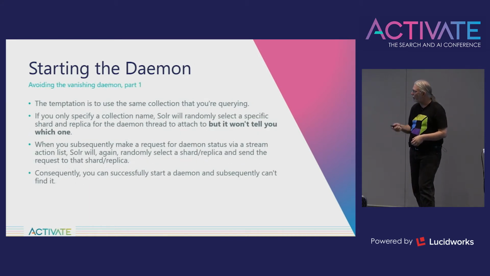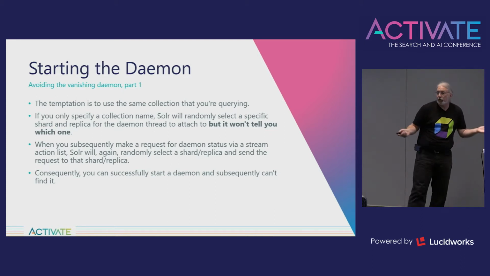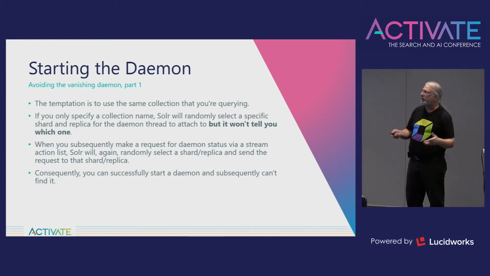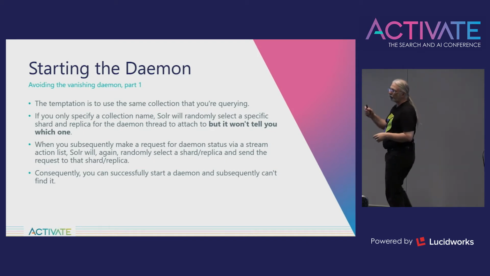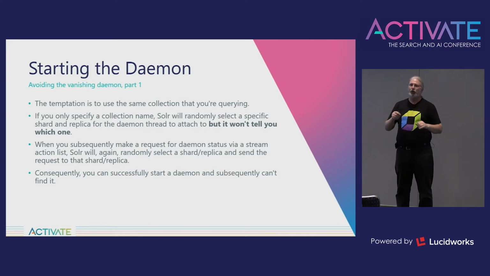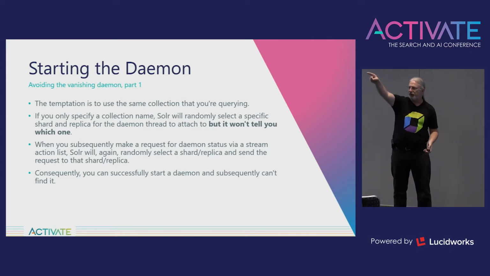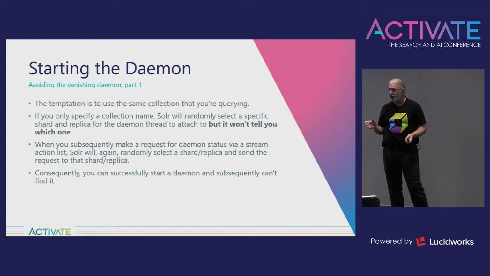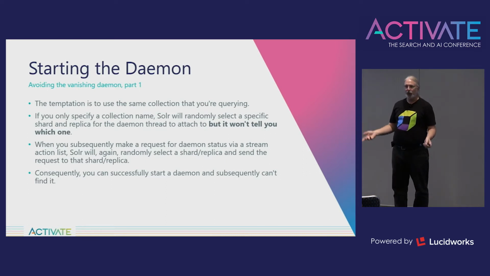So the temptation is to use the same collection that you're querying. Why not just use the signals collection? Well, here's the problem. Does anybody here have a signals collection that doesn't have multiple shards? No, they all have multiple shards. When you make the request into Solr and all you give it is a collection name, it's going to randomly pick a replica and attach the daemon to that. And then when you come back later and run the action list request to say, well, how's my daemon doing? It's going to randomly pick a replica. And if it's not the same one that you happened to end up on, it's going to say, I don't know that daemon. What are you talking about?